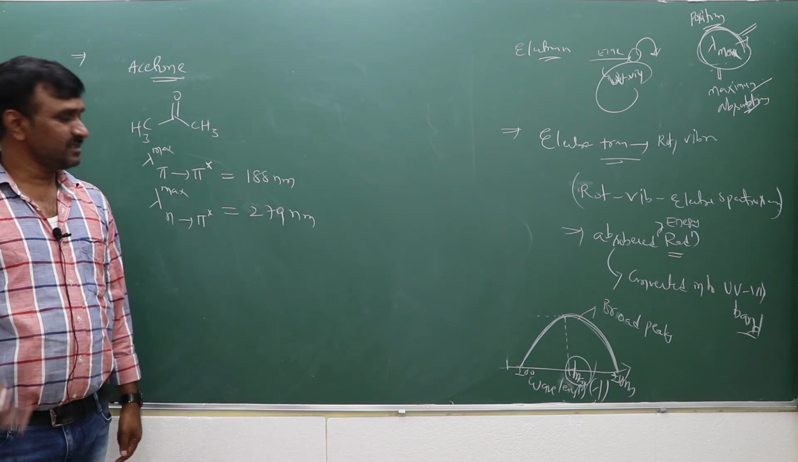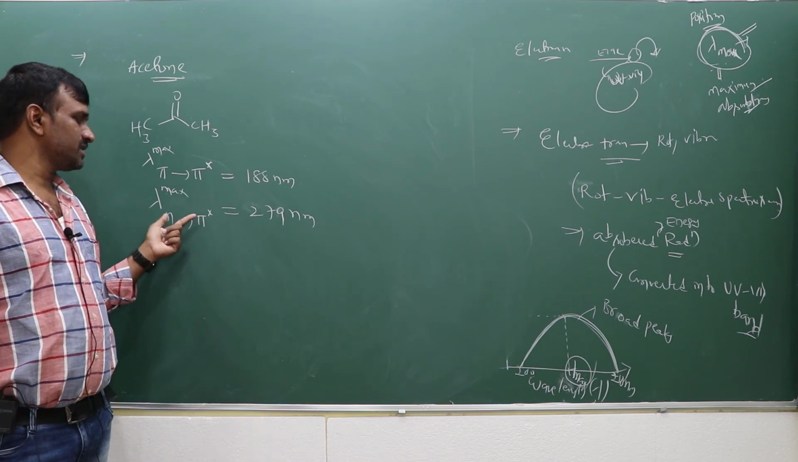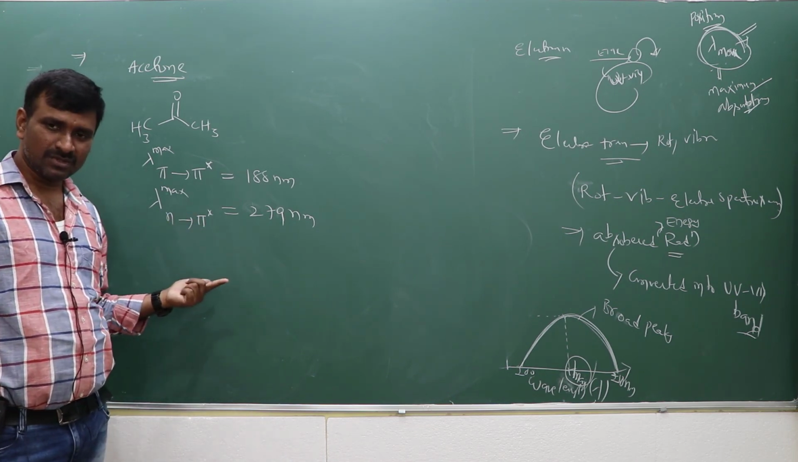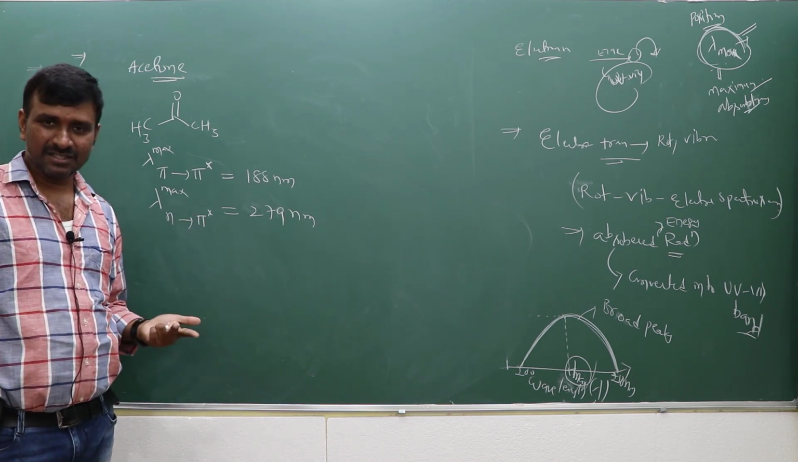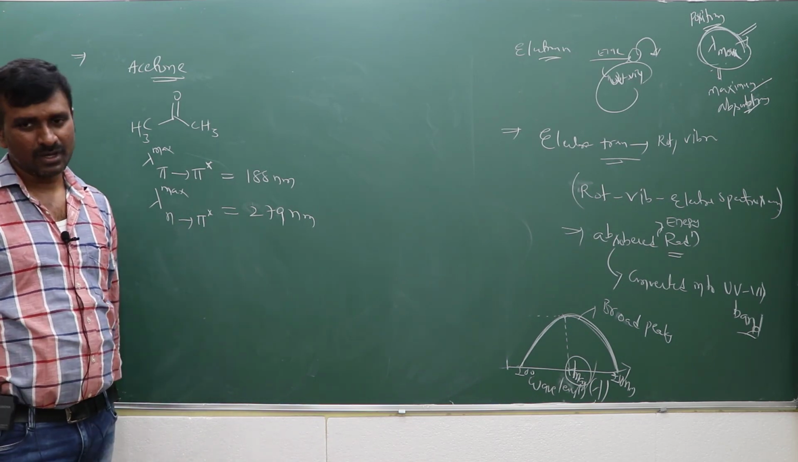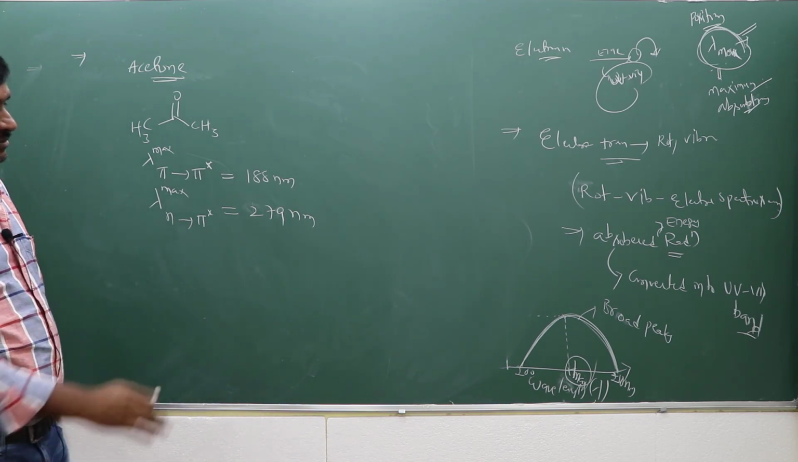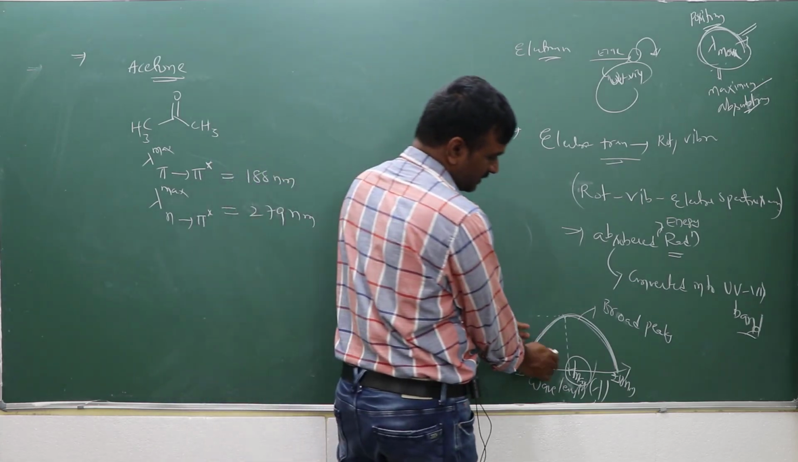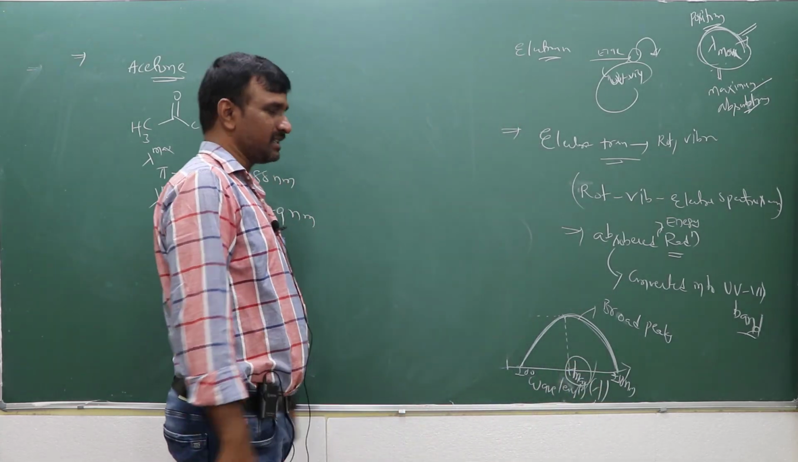So why is it an n to pi star transition? What is the meaning of n to pi star? How is it possible? Which selection rules govern it? Which transitions are allowed? Later I can explain clearly. But as an example, I am just explaining the lambda maximum position like that.